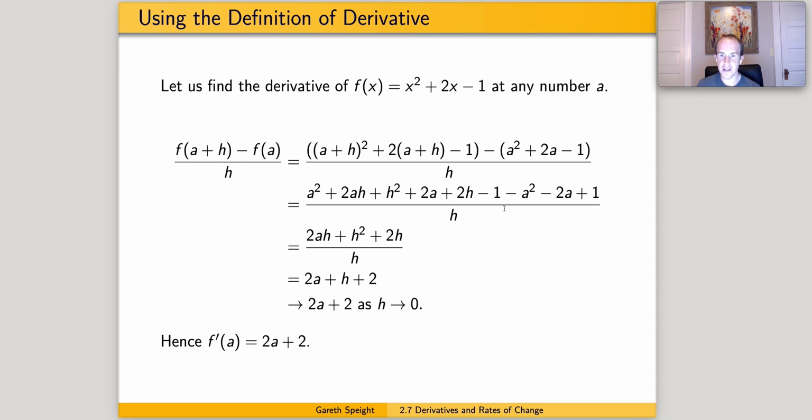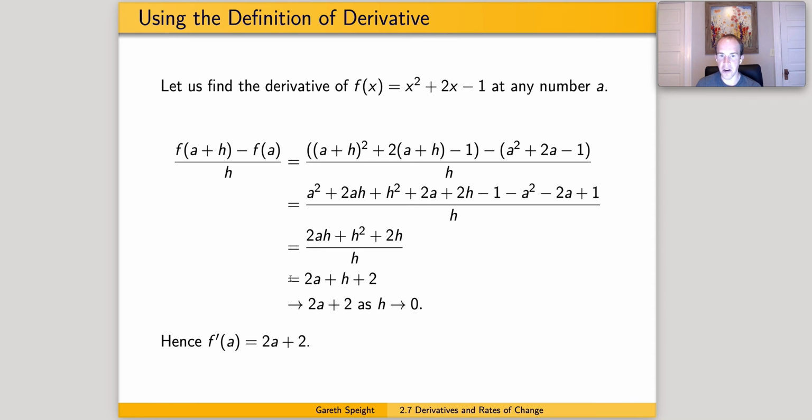Okay, and then the good news is that we get a lot of cancellations. So in the problems you'd be given where you have to compute the derivative using the limit definition, normally you would find cancellations. So here I see an a squared, I see a minus a squared, 2a minus 2a, minus 1 plus 1. All those terms are going to go away. On the top, we're just left with 2ah plus h squared plus 2h. And now everything is divisible by h. So we can divide top and bottom by h. We just get 2a plus h plus 2.